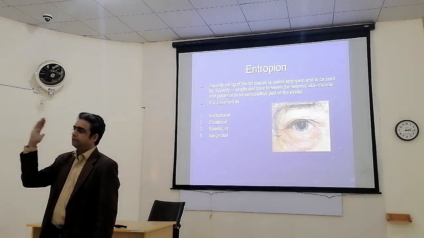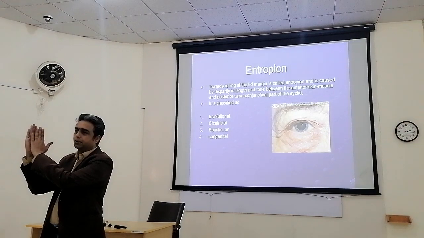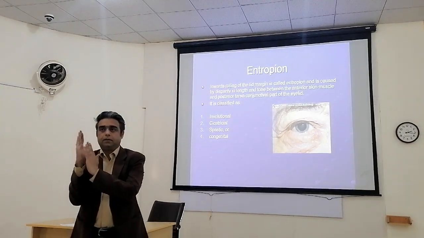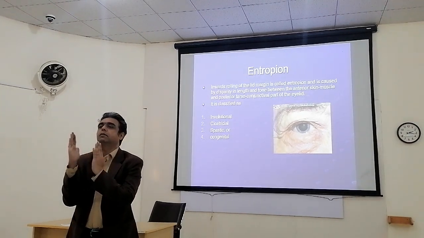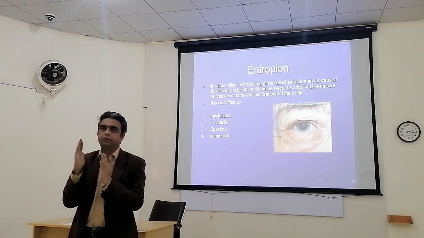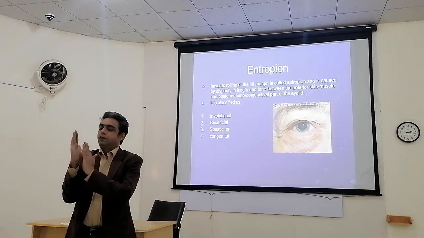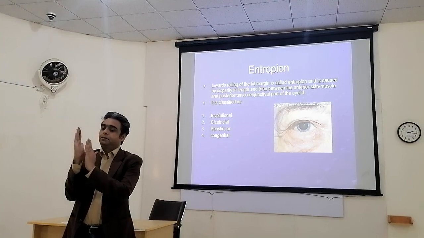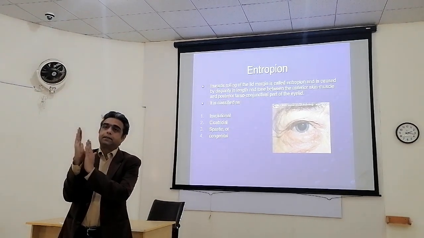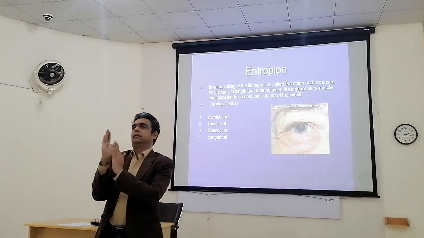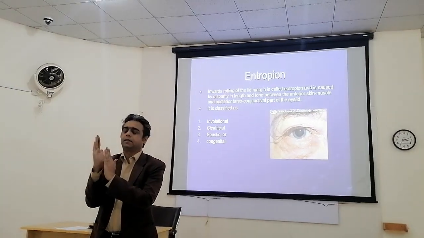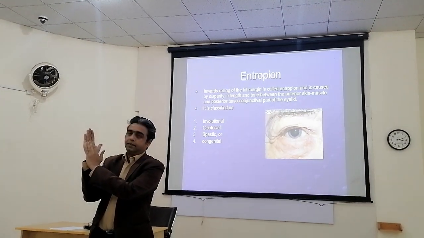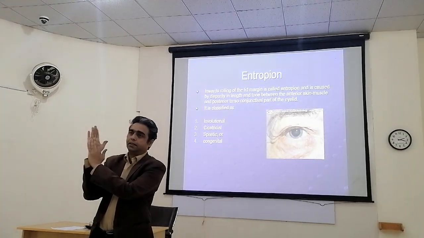This is the outermost layer. If it is skin, then comes the subcutaneous tissue, then comes the muscular layer. Now see it very keenly to understand the mechanism of this condition. So this is the orbicularis muscle, which is present in the third layer. What happens in senile condition or due to some other diseases, this muscle compresses the skin like this, and this is the margin.